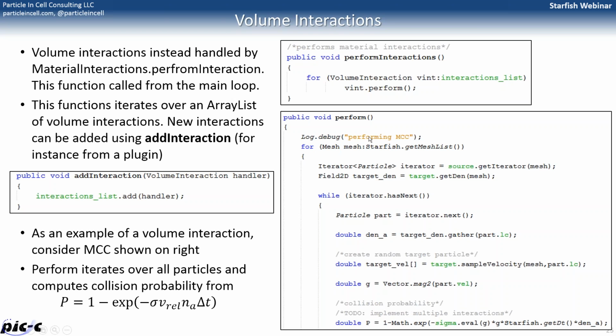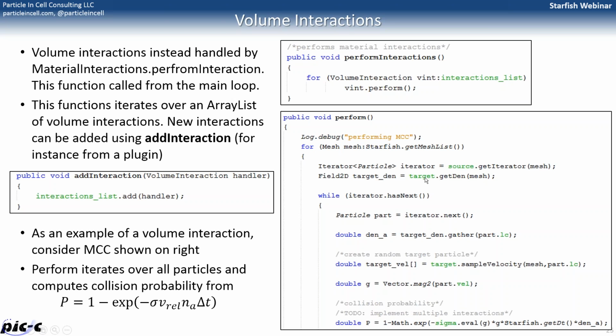So in MCC, again, we loop through all the meshes, and in Starfish, a mesh will contain a list of particles. Particles live within a mesh, because you can think of a mesh as sort of like a domain, right? When a particle moves from one mesh to another, it gets sent off to a different mesh. In each mesh, I can get this iterator of particles, which is how I loop through particles, and I can also get the density of the target. This target is a material, and so I can get the density. This is just the fill 2D, the density of this target on this mesh, okay?